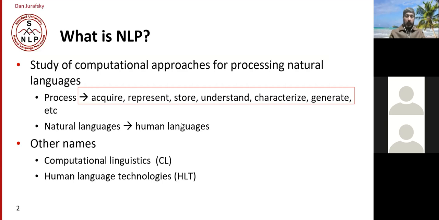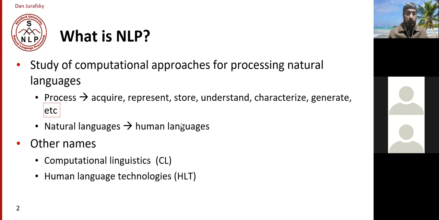So you can think about acquisition, representation, characterization. Storage or transmission can also be part of it. You need to generate language, that could also be part of it. You need to transmit, store, understand, for example. Characterize can mean you need to classify a piece of text. So all of these things that are based on natural language can be included in processing, and this would be part of NLP.